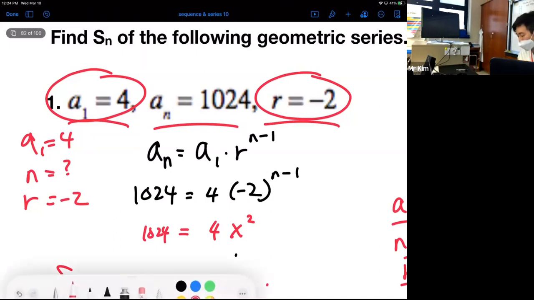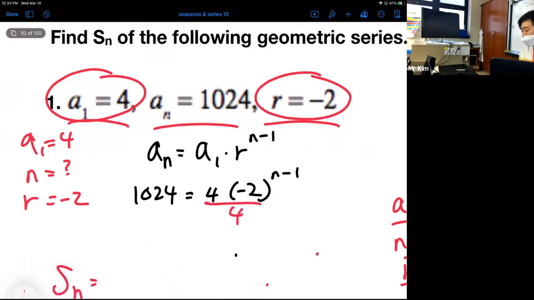So in the same way, just because I have these little fancy n minus 1s and no x's, dividing by 4 on both sides is still your next step. So what you're going to get here is 256 is equal to -2, because that cancels out, to the power of n minus 1. And this is where everyone gets stuck, and rightfully so.